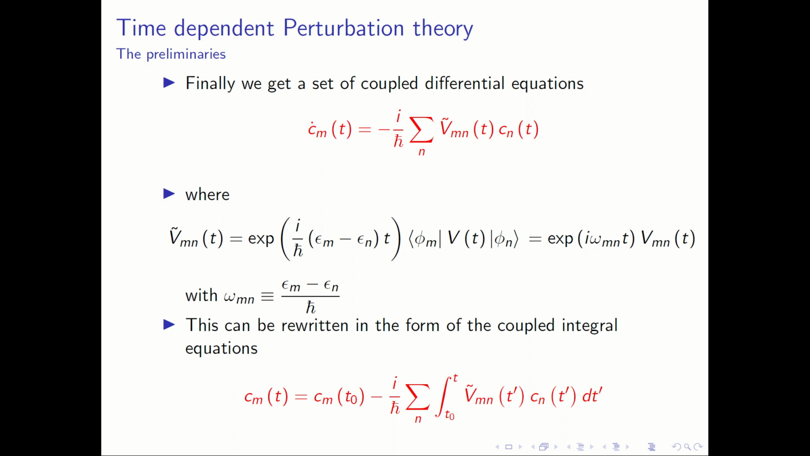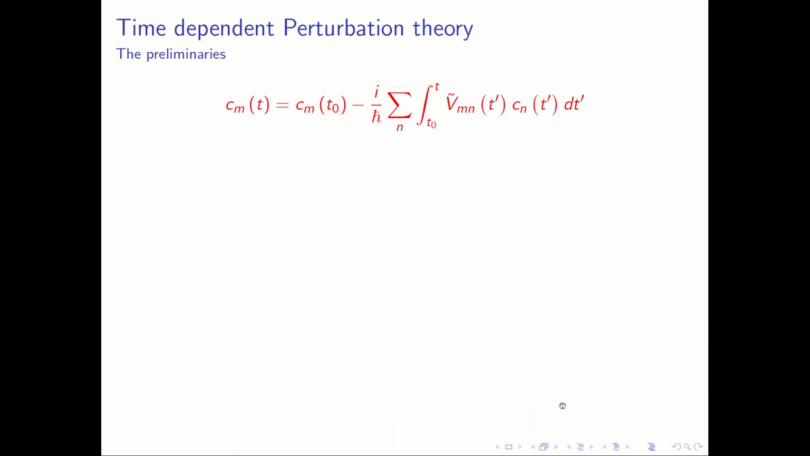This is just a rewriting of the original coupled differential equations in this form, which is a form of coupled integral equations. So finally we end up with this: C_m(t) is C_m(t0) minus i/ħ sum over n, integral from t0 to t, Ṽ_mn(t') C_n(t') dt'.